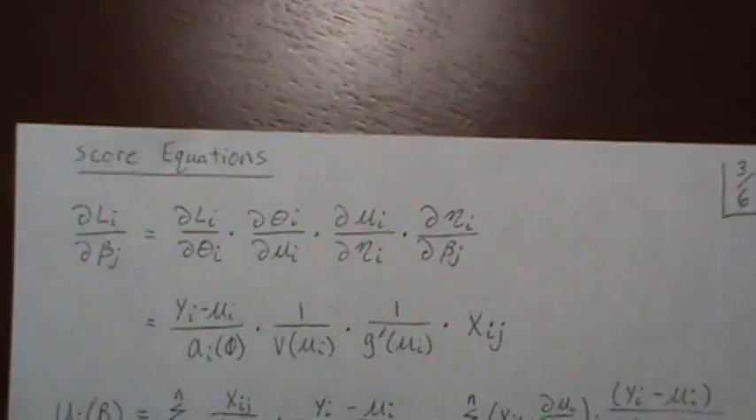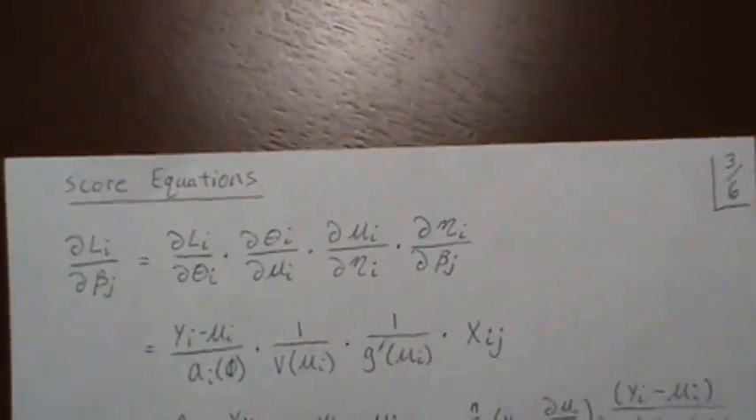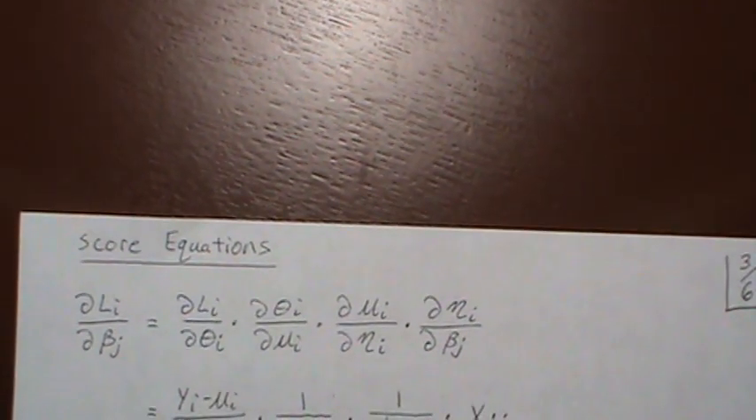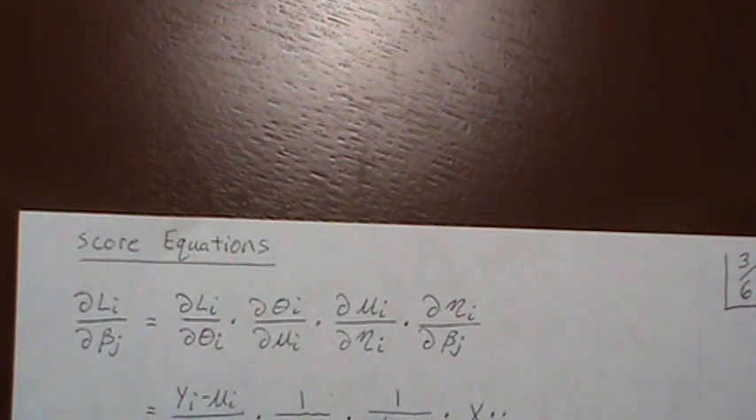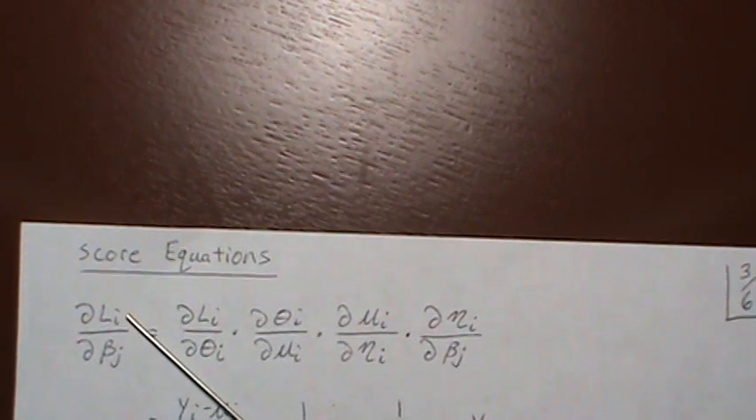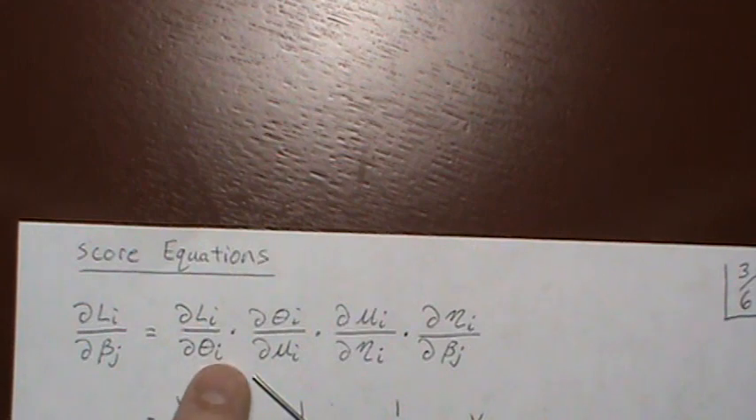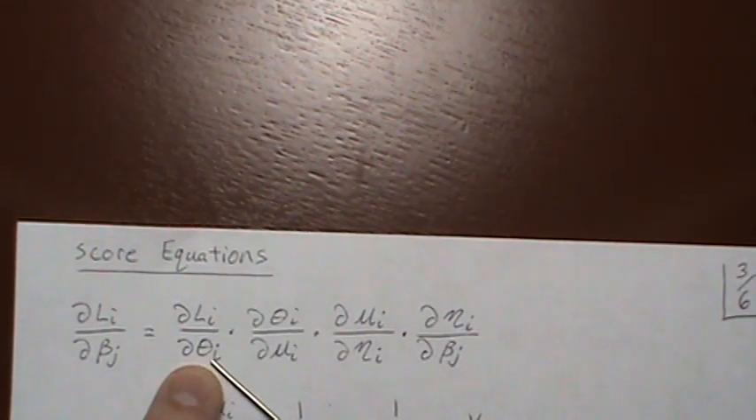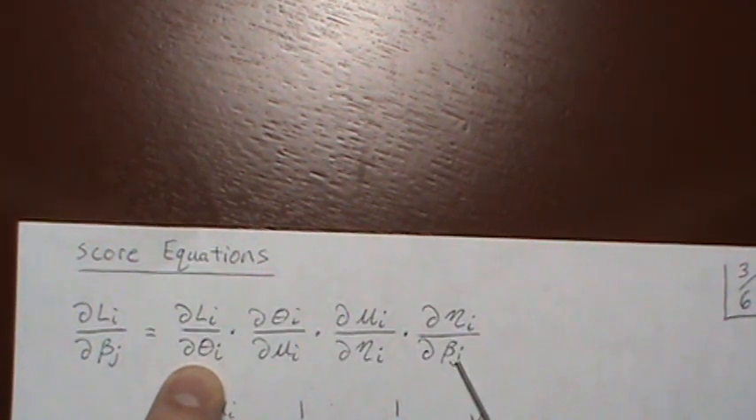Now, let's look at the score functions. The score functions are essentially just the derivatives of our log likelihood with respect to the parameters of interest. And here we're interested in the beta parameters. So we're going to take the derivative of our log likelihood with respect to beta. Now, the first one here is easy because our log likelihood is in terms of theta. So it makes sense to take that. And then this one here, the eta is the linear combination of beta. So taking the derivative with respect to beta, this is easy.